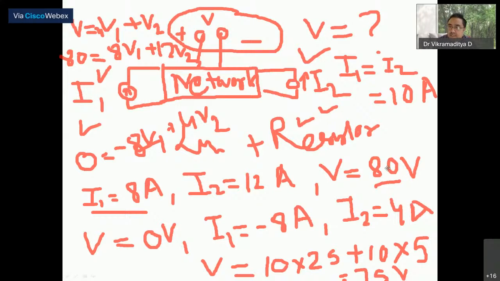Yeah, Garvesh, yes, both are 10 ampere. Sorry, I had read 12, so I have corrected myself. So it is 10 into, so it comes out to be 75 volts. So you got my point, how a practical application of the superposition theorem is given in this question, that is how to use the superposition theorem. Okay, so any more doubt, please write in the chat box.